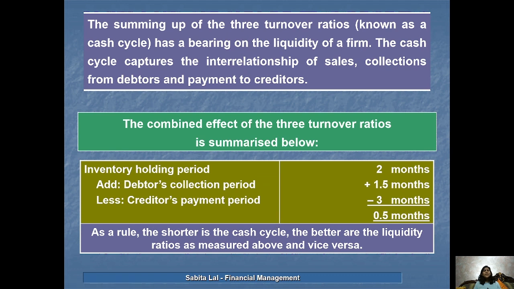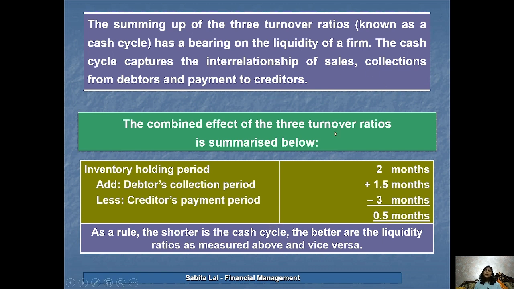The summing up of these three turnovers is known as the cash cycle, which has a bearing on the liquidity of a firm. The cash cycle captures the interrelationship of sales, collection from debtors, and payment to the creditors. These are very important for the working capital requirement, because working capital is current asset minus current liability, and on that basis we are able to calculate.